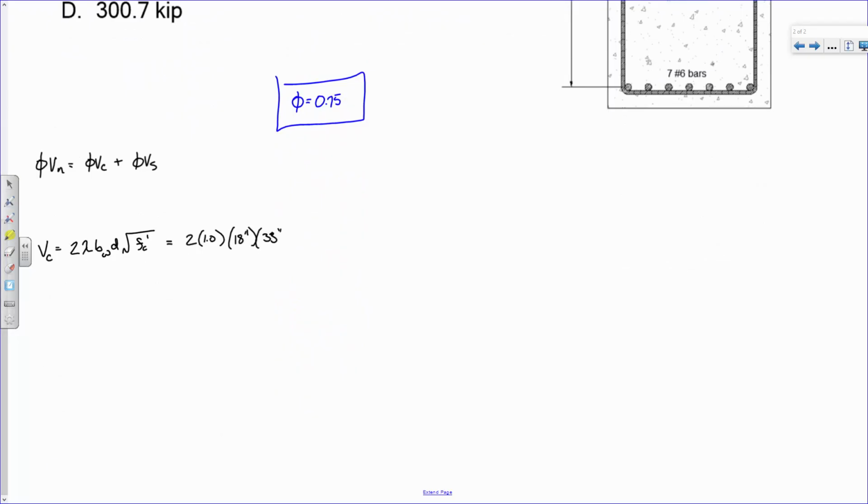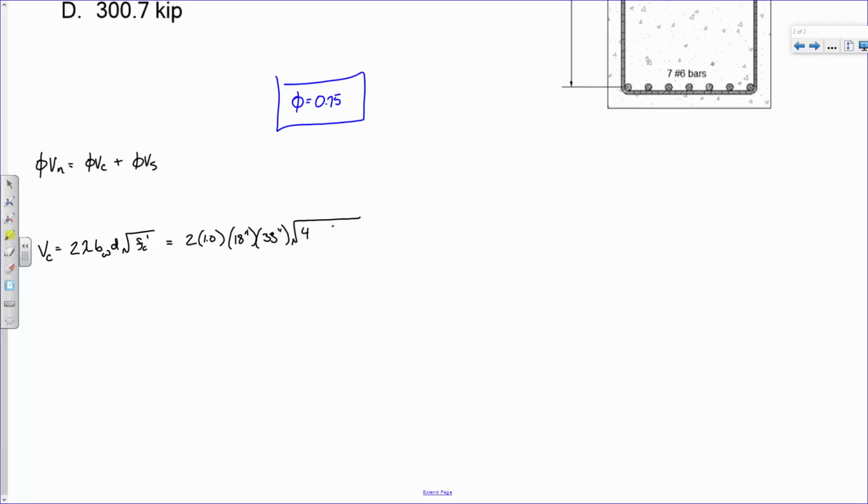Respectively. Square root of 4 KSI. Right. When you have a square root of f'c, you put in PSI, you get out PSI. I see some folks like, I remember that.